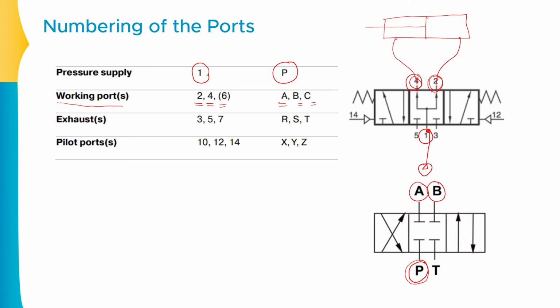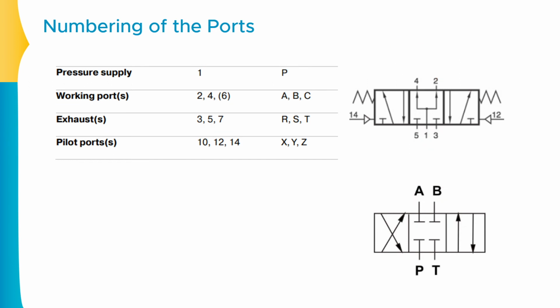The next terminology is related to the exhaust ports. If you use the odd numbers like 3, 5, 7, those represent the exhaust ports, like this one. This is the 5th number, this is the 3rd number, which represents the exhaust port. What do you understand from the exhaust port? Exhaust ports are basically the return lines, the lines returning towards the reservoir or the sump, or we can say the tank. As you can observe with the alphabets, R represents the return line or the reservoir, S represents the sump, and T represents the tank.